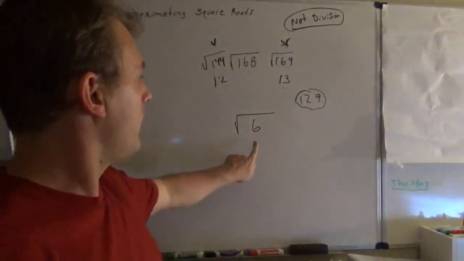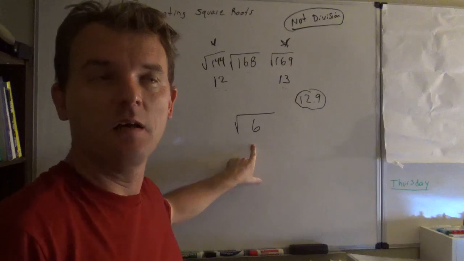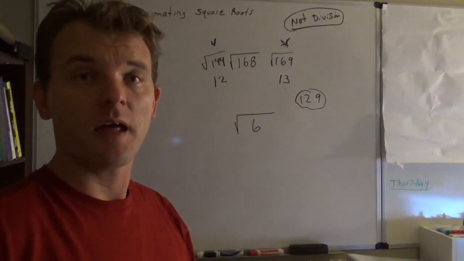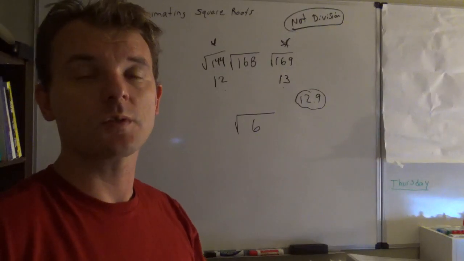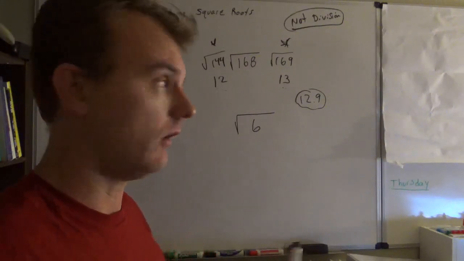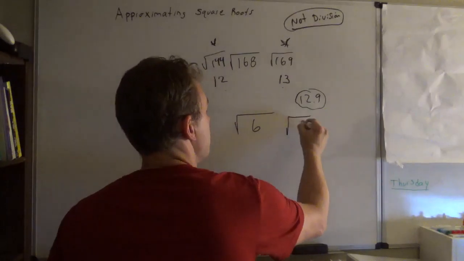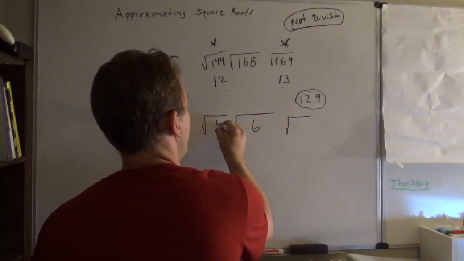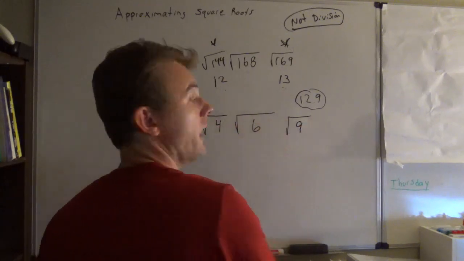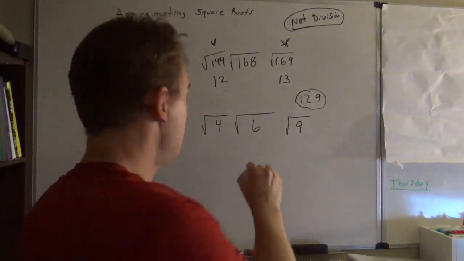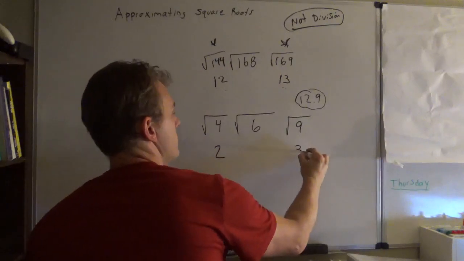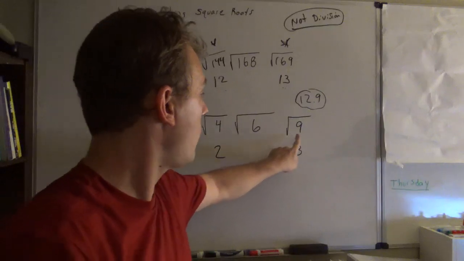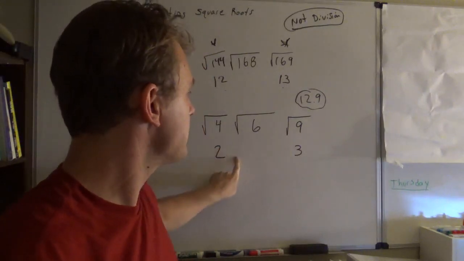So what about the square root of 6? Well, think of two perfect numbers that are closer to the square root of 6. If you guessed these two here, 4 and 9, you are correct, because this is 2 and this is 3. Not quite.